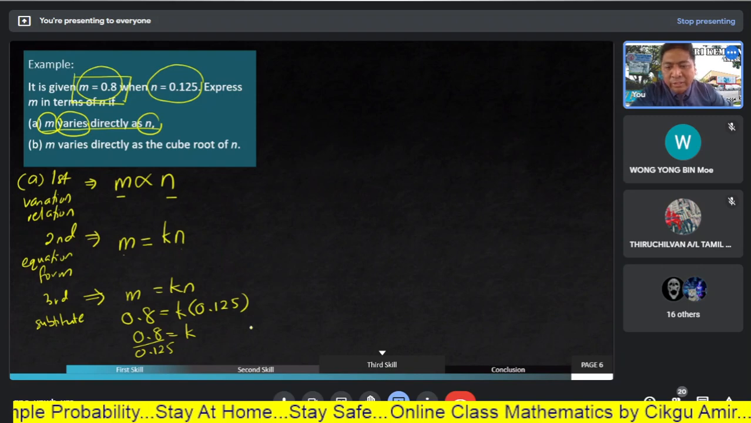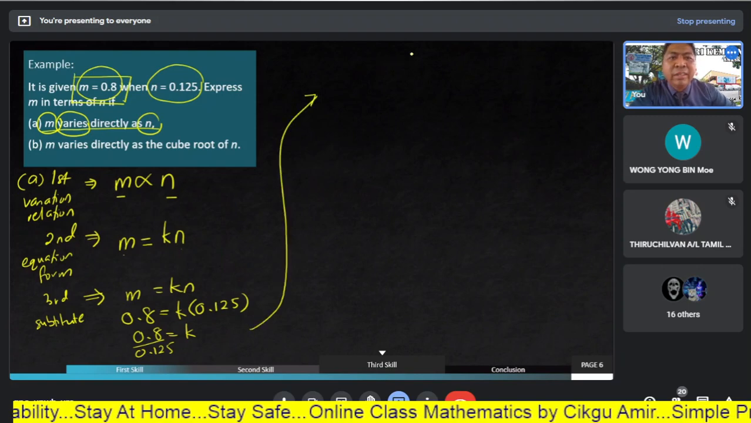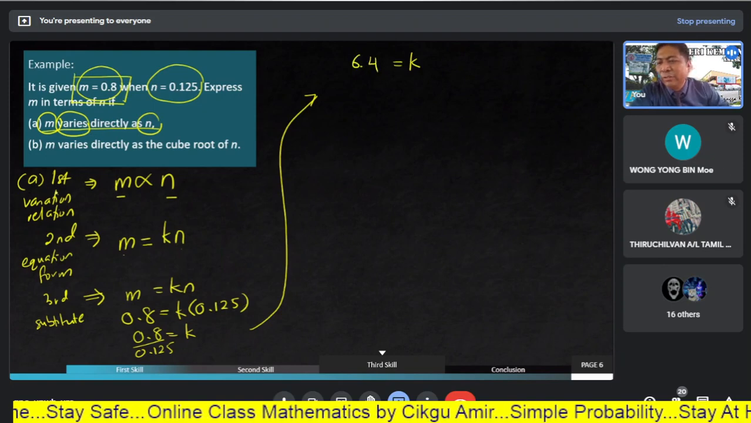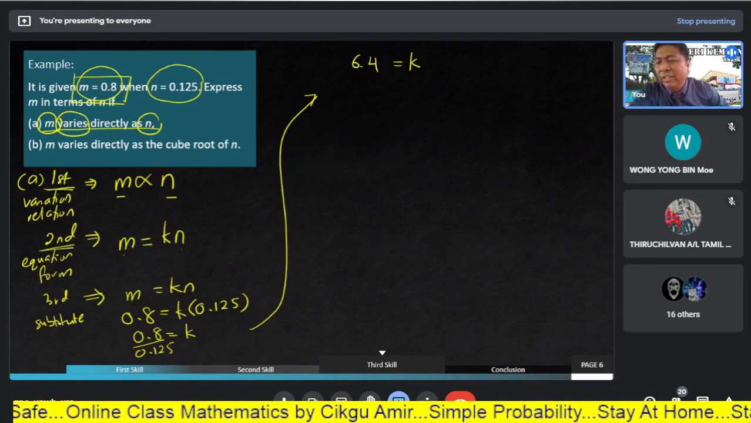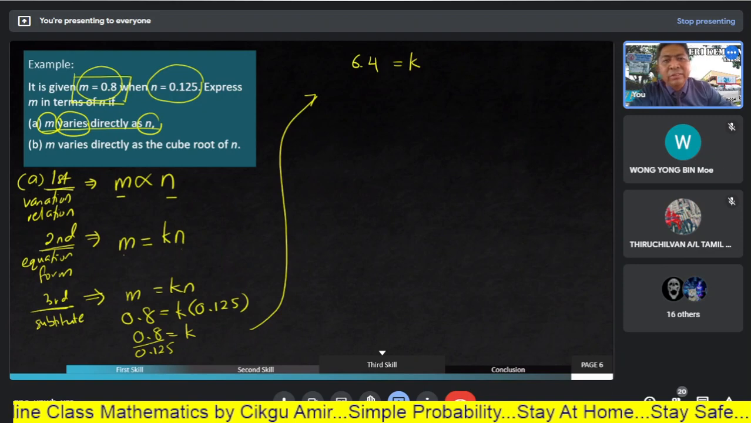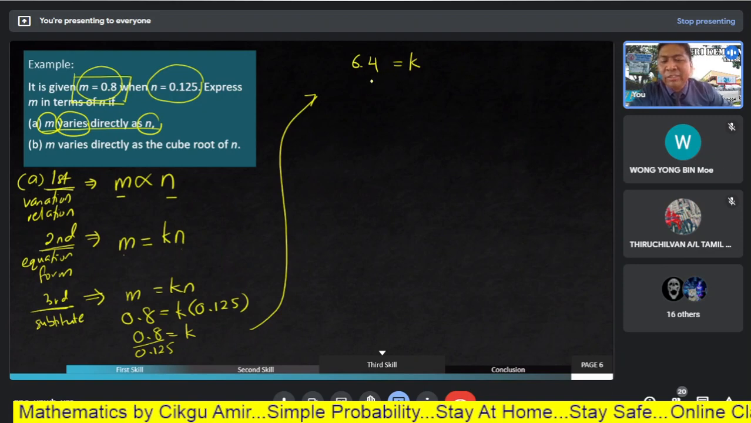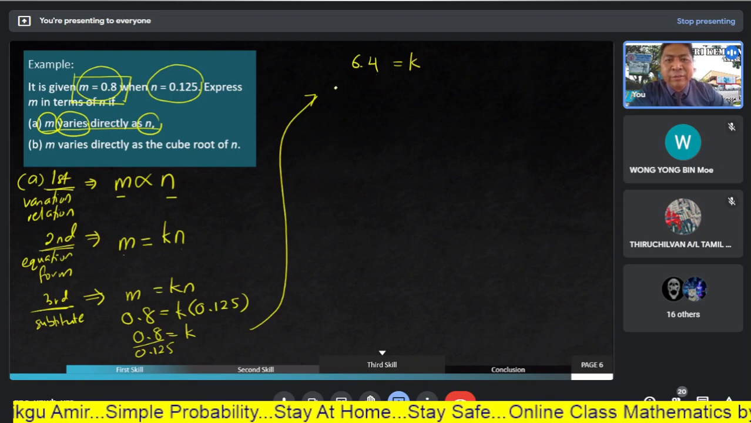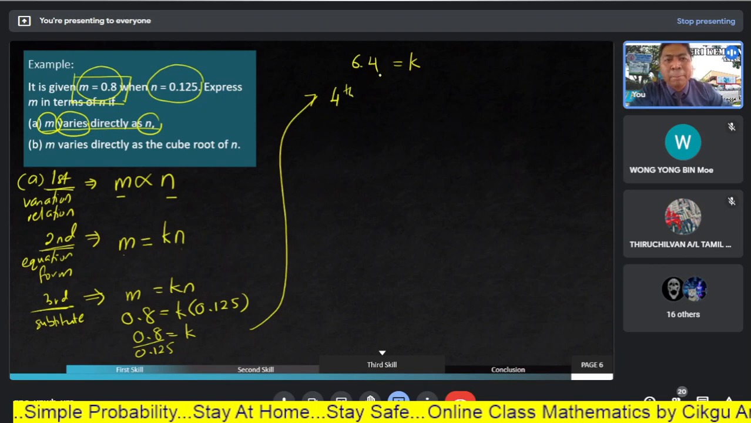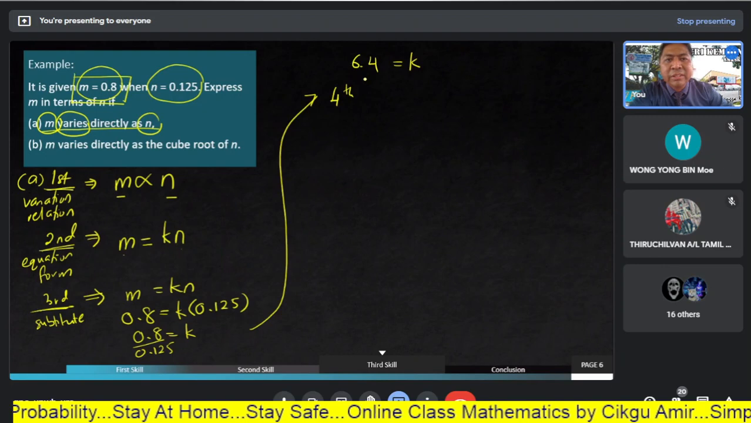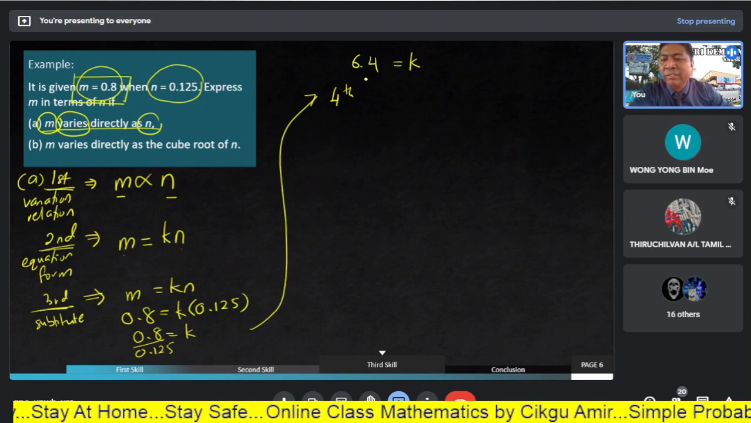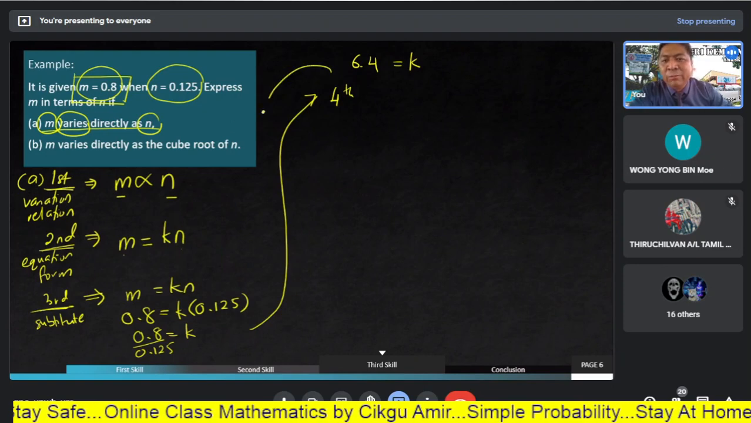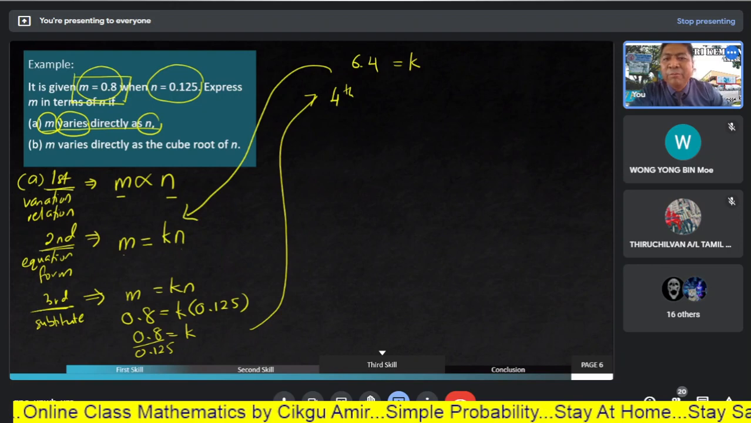Okay, so continue, disambung di atas. K is 6.4. This is the third step. The first step here, the second step here, the third step we substitute the value into the equation. We get K is 6.4. Last step, the fourth step: take the value of K, ambil nilai K, 6.4, and put it back in step 2.